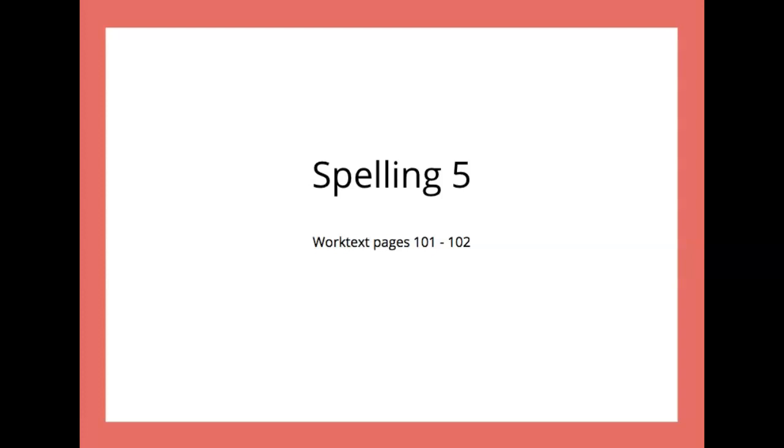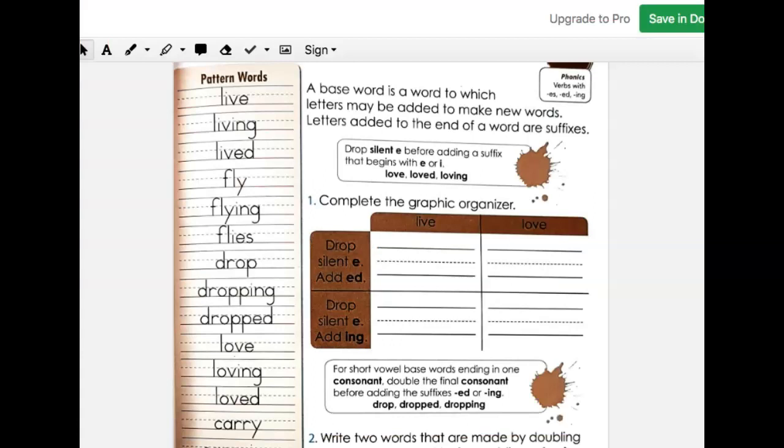Hello, grade 2. In this week's spelling lesson, we will begin Unit 26, verbs with es, ed, and ing. Let's begin our lesson. Please open up to page 101. Let's go over this week's spelling list.